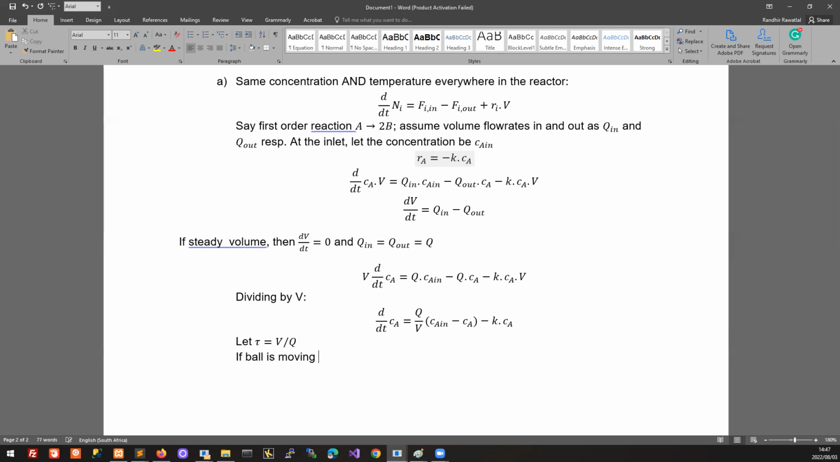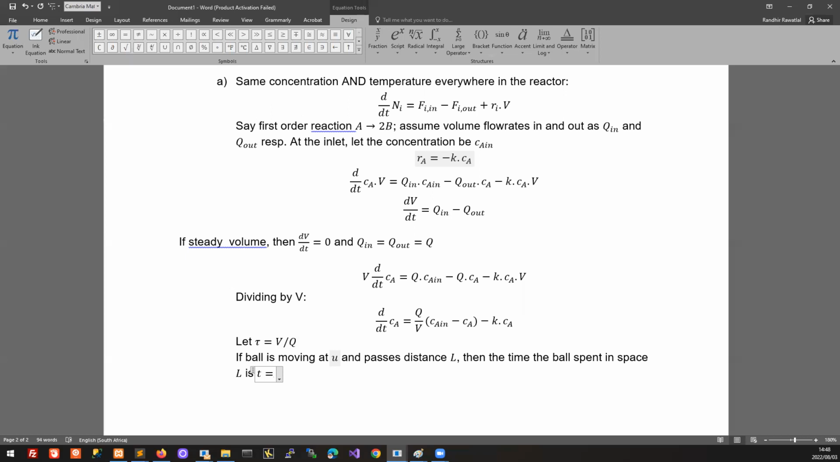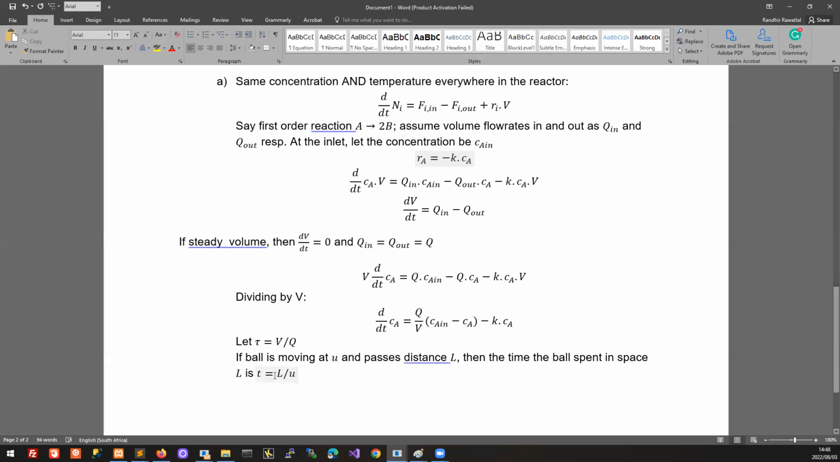If a ball is moving at speed u and passes a distance L, then the time the ball spent in the space L is going to be the distance L divided by u, right?